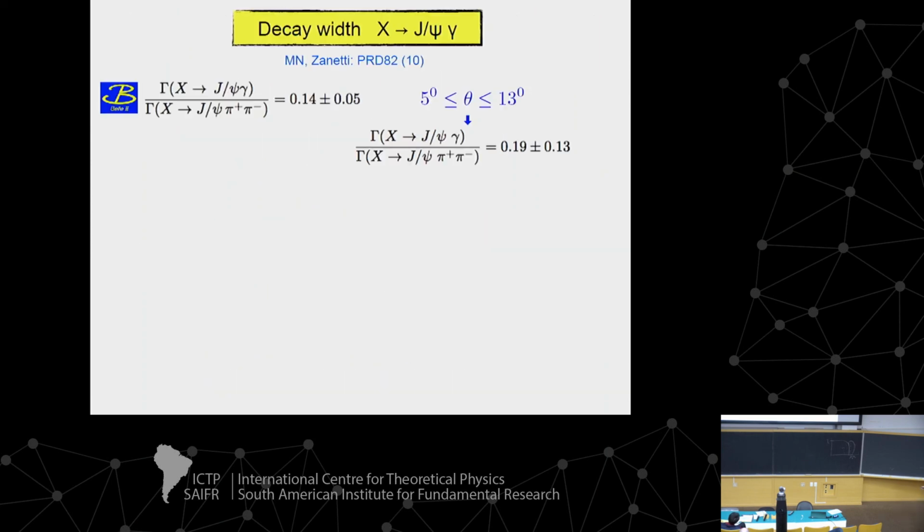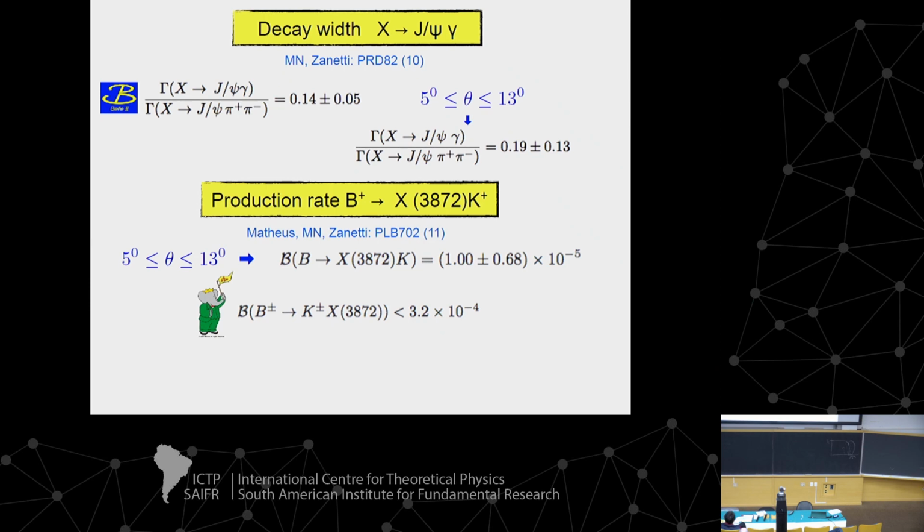We can calculate the decay width of the X into J/psi gamma, and this is the experimental measurement. This is the result of our calculation with exactly the same angle. And also the production of the X through B decays. Using the same angle, this is the number that we get, which is compatible with the experimental upper limit. So what we can say is that from a QCD sum rule calculation, the X is probably a mixture between a two-quark state and a tetraquark state, as in the calculation that ATLAS used to explain their data.